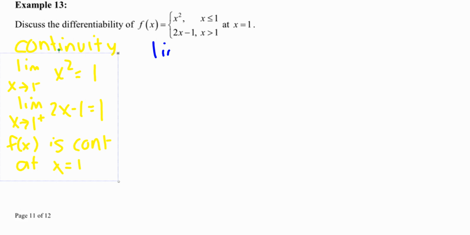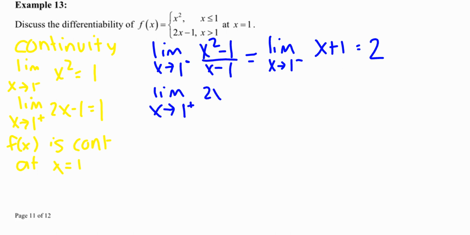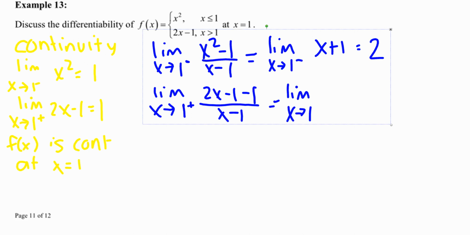So let's check the differentiability. X approaching 1 from the left. That will give us x squared minus 1 over x minus 1. Factoring that, just like we did in the last problem, we would get x plus 1 and 2. Okay, let's check it from the right now. We're going to get 2x minus 1 minus 1 over x minus 1. That gives us the limit as x approaches 1 from the right of 2x minus 2.